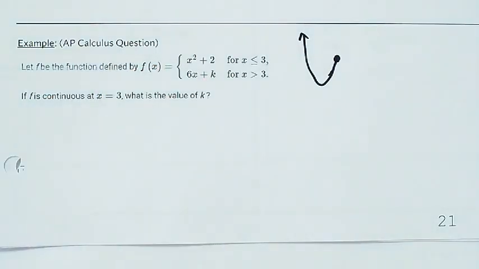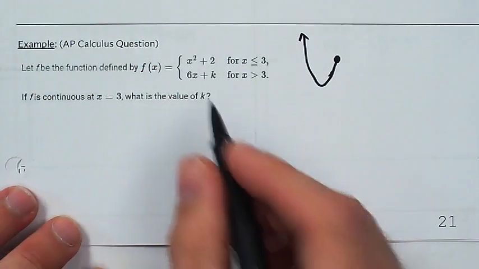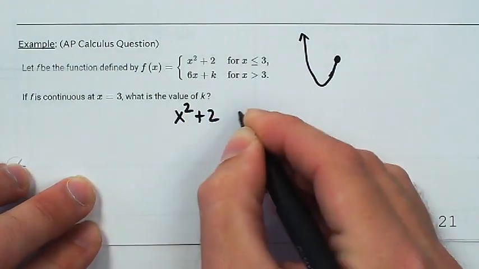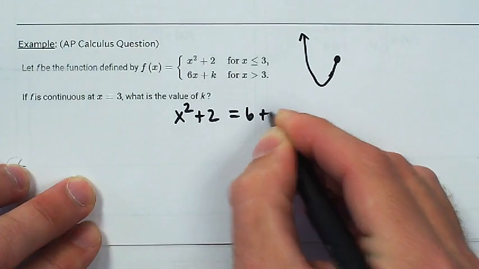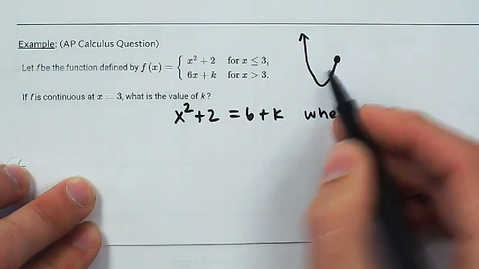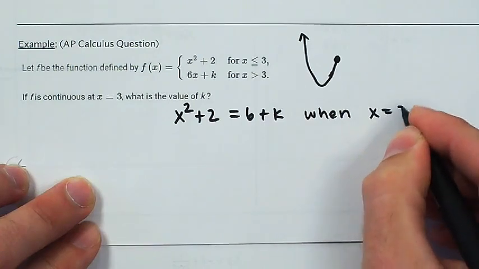Okay, but algebraically speaking, how we're going to do this is we're going to take the two pieces, set them equal to each other, and plug in the x value that they share. So when x equals 3.